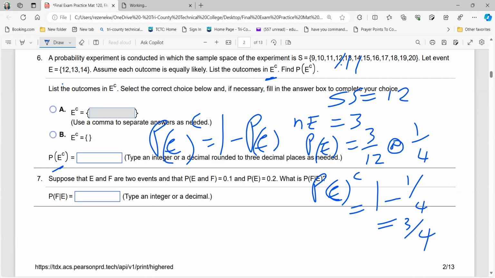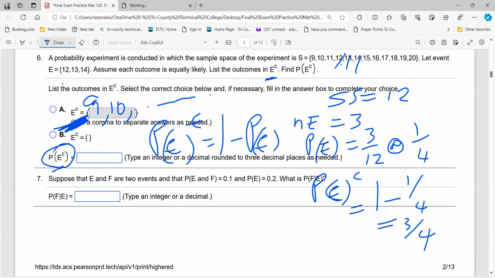The probability of E complement is 1 minus the probability of E, and that's what we just did here. My answer is going to be 3. First of all, you list all of them here: 9, everything that is not in E, 10. You have to list because you're told to list. This means list all the E complement, which means list everything in the universal set that is not in E, omitting 12, 13, 14, and so on.